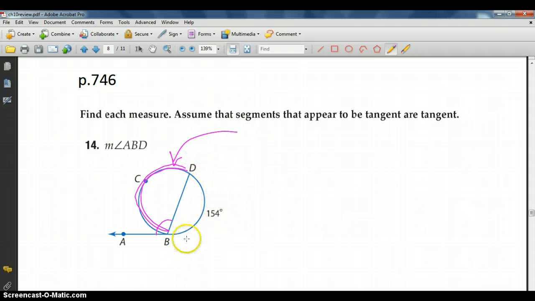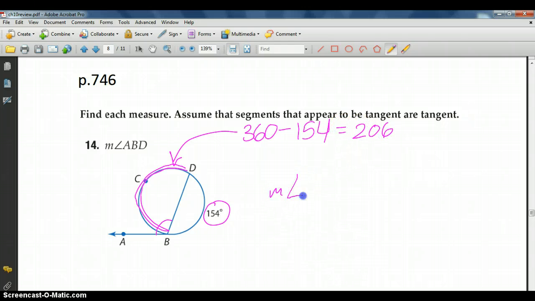Well, we know that the arc on the other side is 154, and altogether they must add up to 360. So this other arc would be 360 minus 154, which is 206. So the measure of angle ABD is just half of that, or 103.